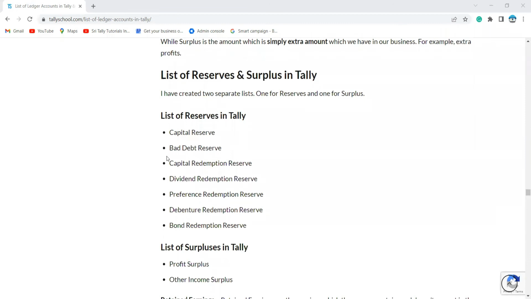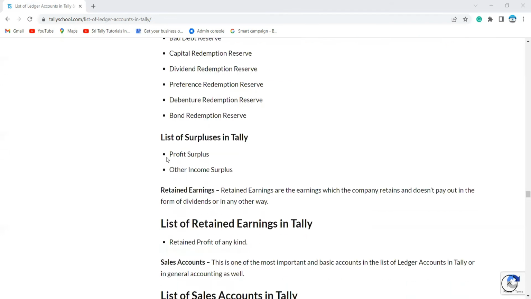See, capital reserve, bad debts reserves, capital redemption reserve. Next, so many we have here. So all these reserves and surplus, partnership capitals, all come under reserves and surplus. And at the time of balance sheet creation only we are using this one. So what is the list of surplus in Tally? Profit surplus, other income surplus.